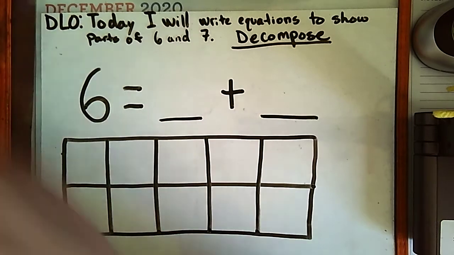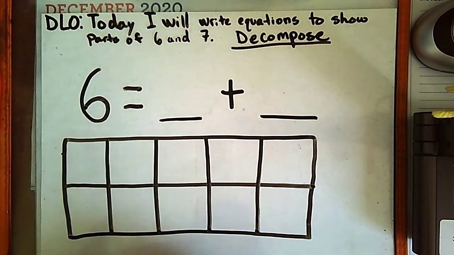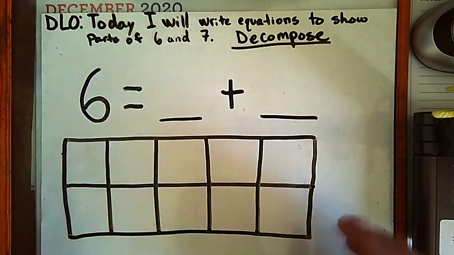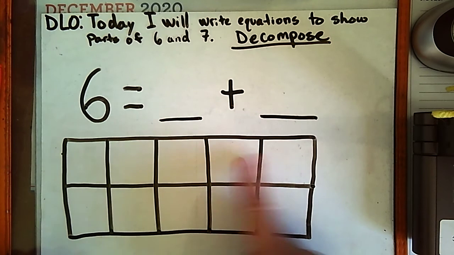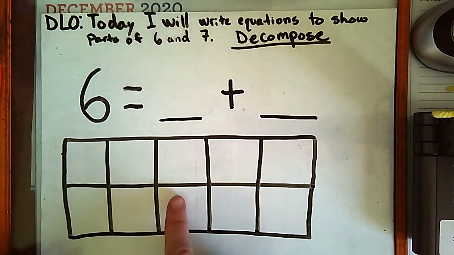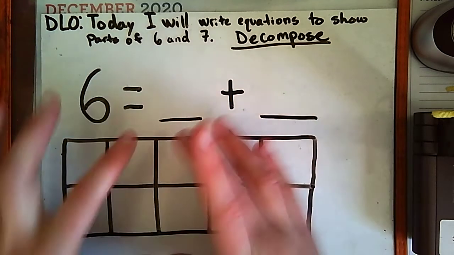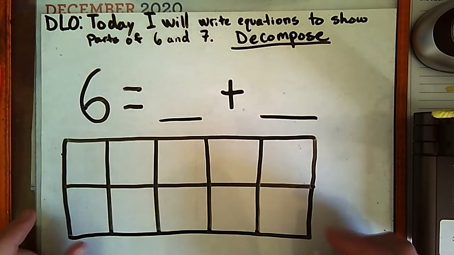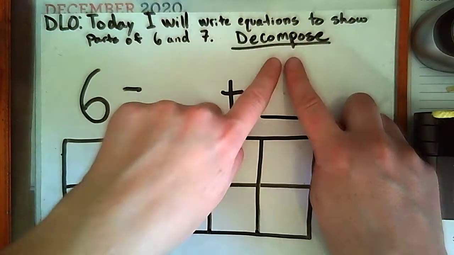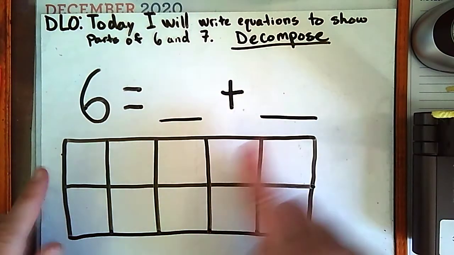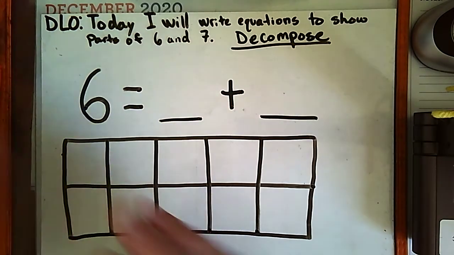And on a whiteboard, you can draw a 10 frame. A 10 frame is called a 10 frame because it has 10 windows. 1, 2, 3, 4, 5, 6, 7, 8, 9, 10. If you look, a window has a frame, so we call these our windows. So let's go over our DLO, talk about decomposing, and then we will use our cubes to show it.